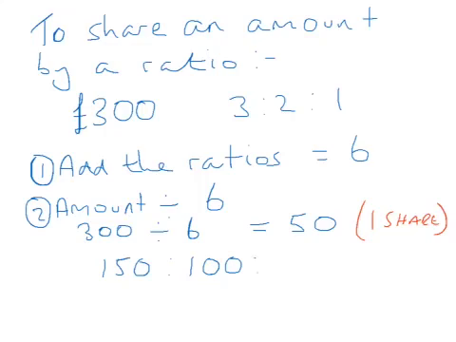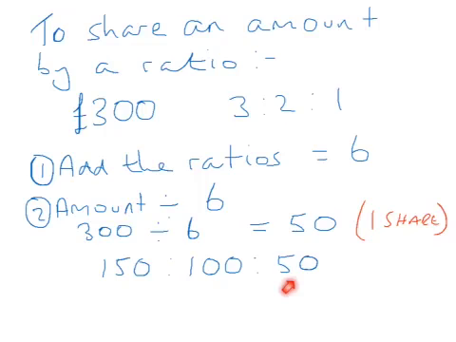And the last ratio is 1. 1 share we know is 50. So the answer then is a ratio of 150 to 100 to 50. So this guy here gets £150, this guy here gets £100, this guy here gets £50. So possibly first prize, second prize, third prize.